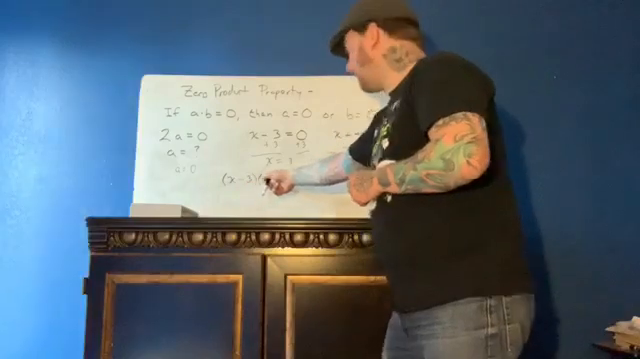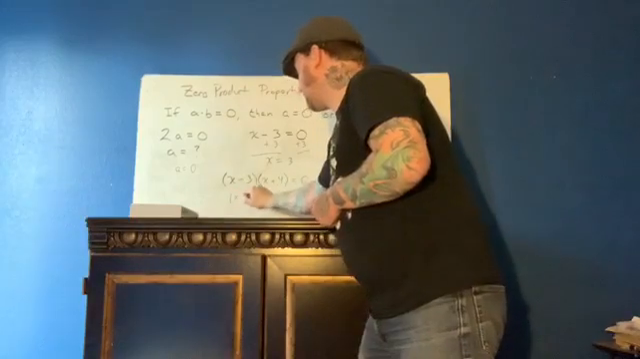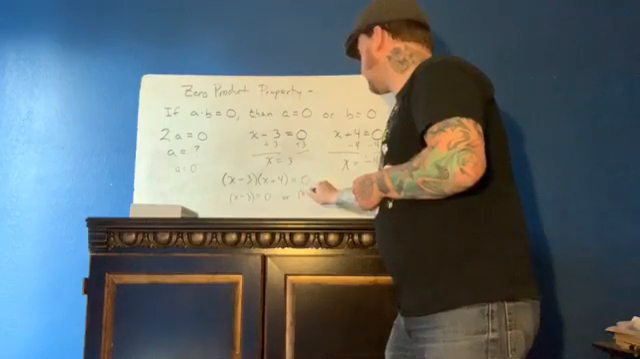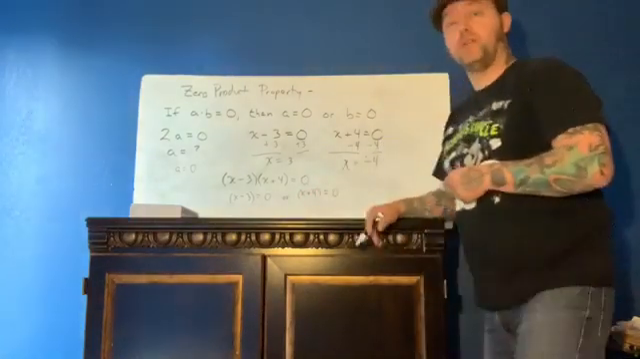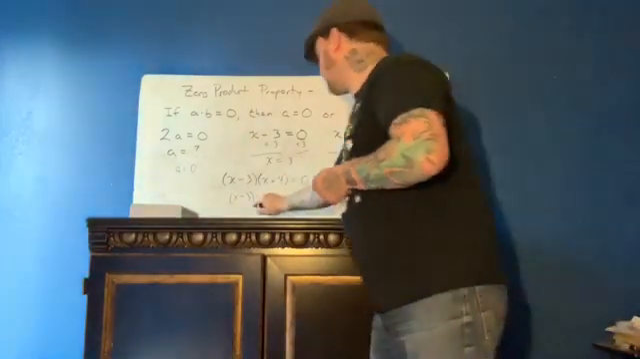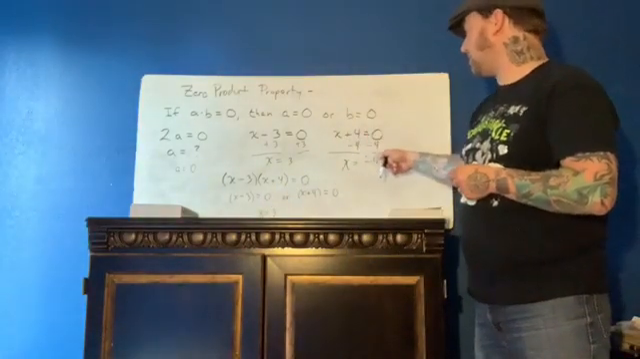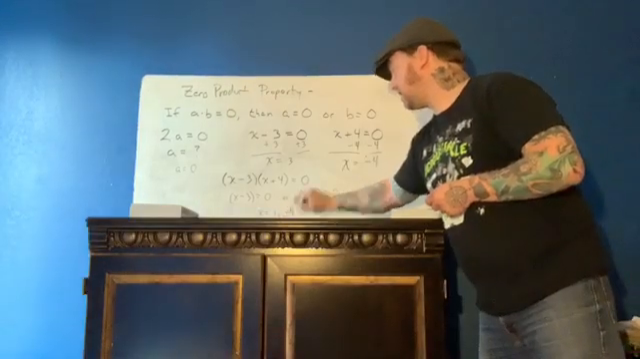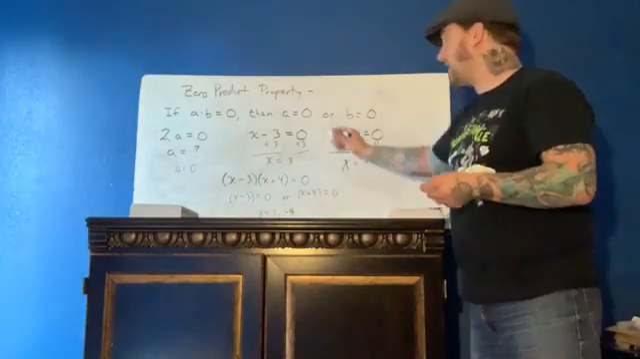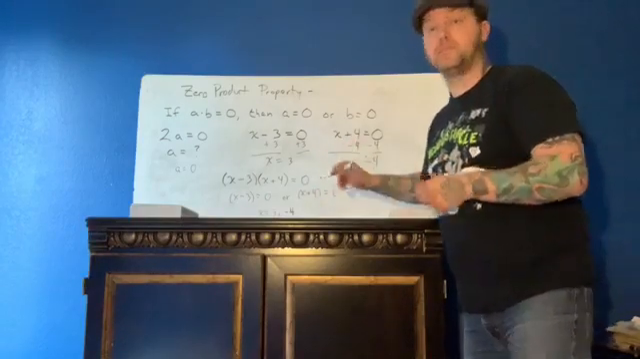So if x minus 3 times x plus 4 equals 0, then x minus 3 equals 0, or x plus 4 equals 0. Well, if x minus 3 is 0, x is 3. If x plus 4 equals 0, x is negative 4. So x equals 3 or negative 4. And that's the whole point in factoring. Okay? Cool.